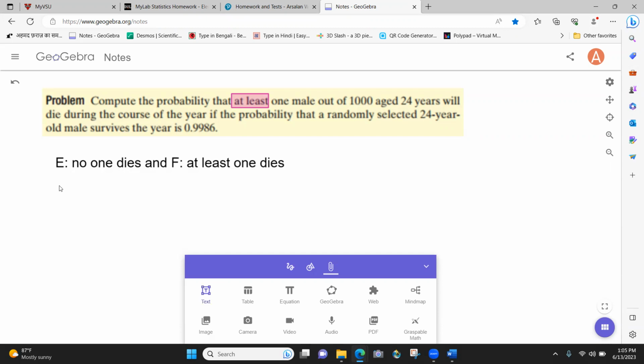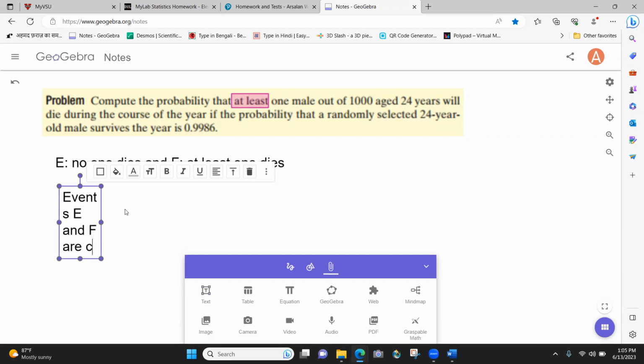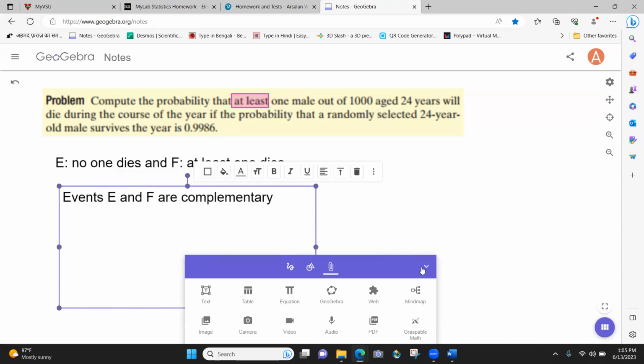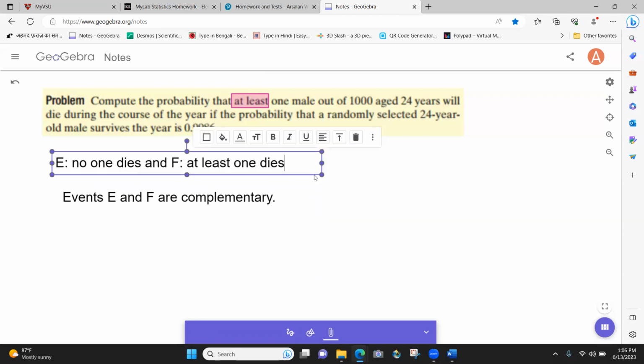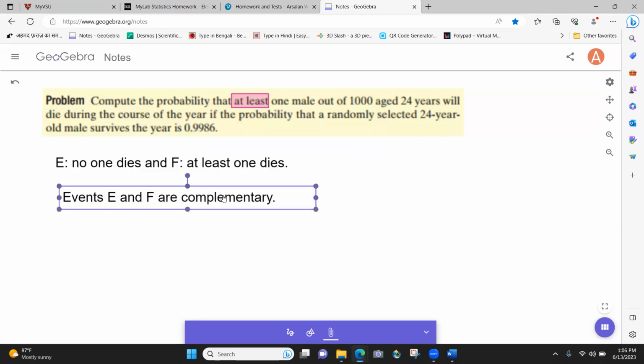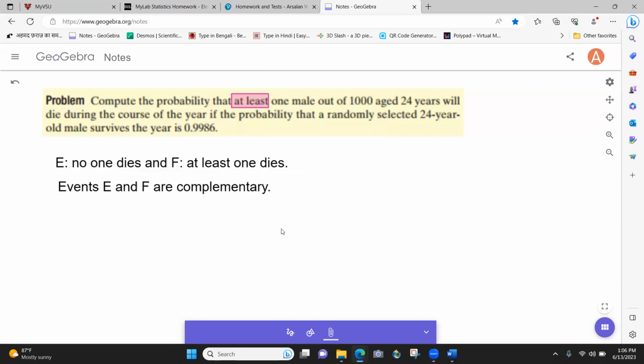Let's write that down here too. Events E and F are complementary. Now, whenever you see "at least", and I will give you problems like this, and there are problems like this on MATLAB, you will always find the complementary event and see if you can find its probability. I know we are supposed to find at least one dies, but remember the rule for complementary events. If you know the probability of one event, all you have to do is subtract it from one, and you'll get your right answer, so to speak. Okay? All right. So let's see.